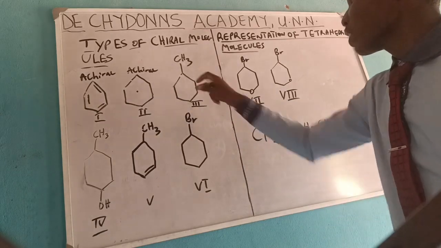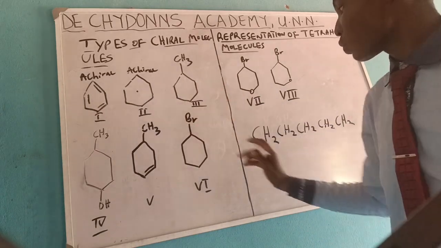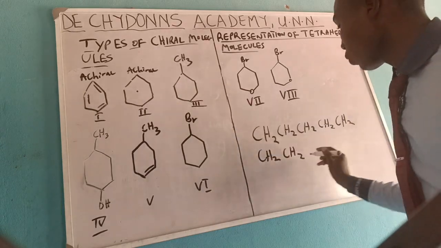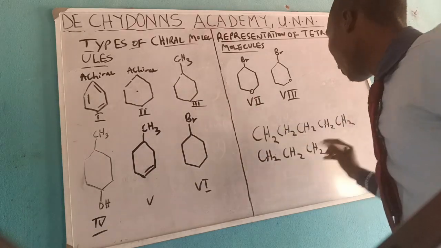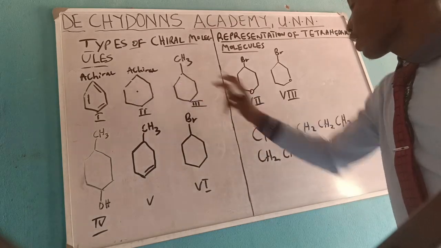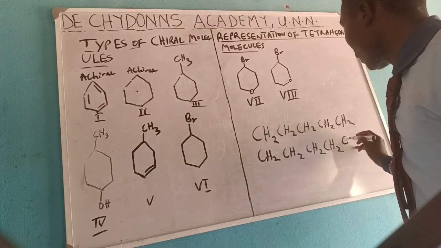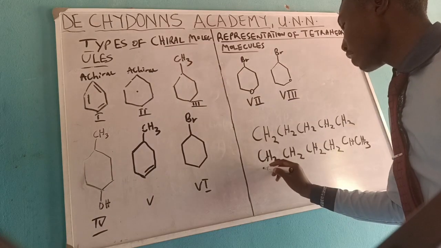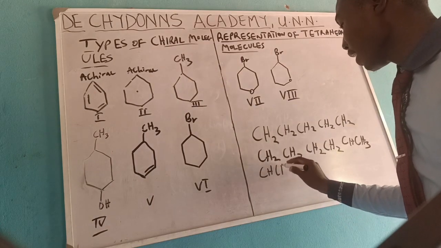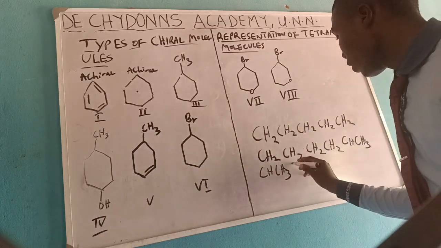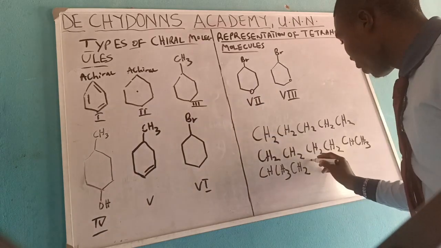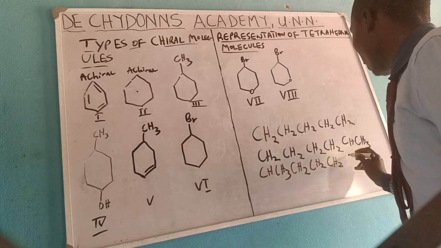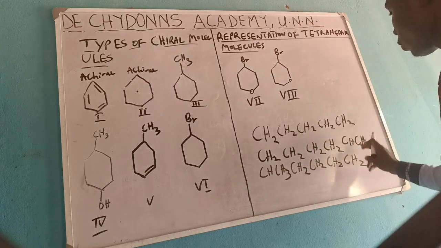Let us use this carbon. For this particular carbon, going this way, we have CH2, CH2, CH2, CH2, then our CH3. But if you are going through this way, you have the CH3, then you now have your CH2, your CH2, your CH2, and then your CH2. So the CH3 is at the other end.